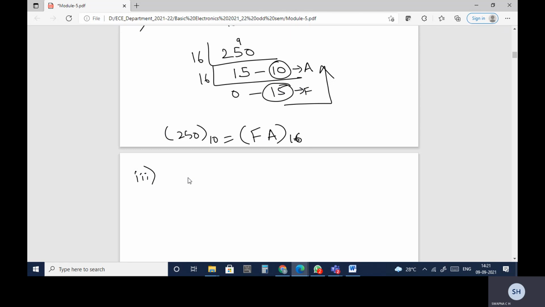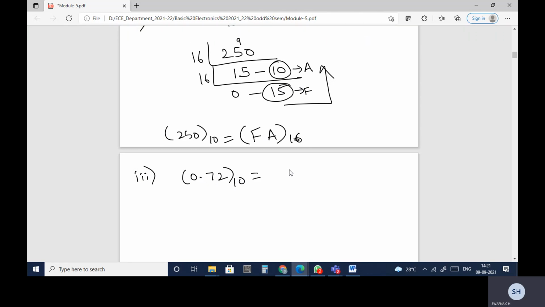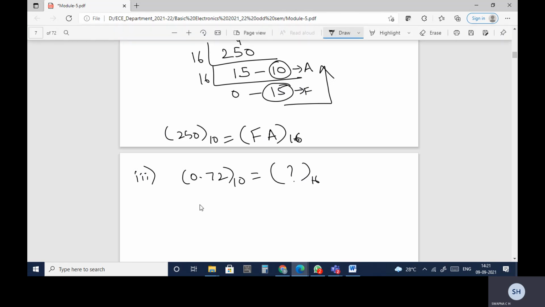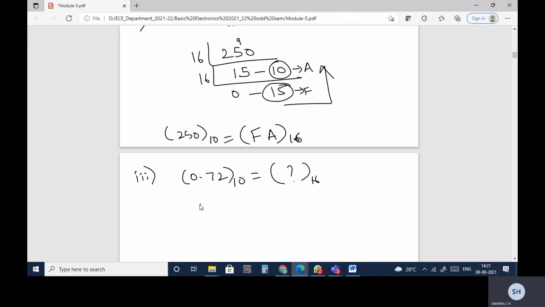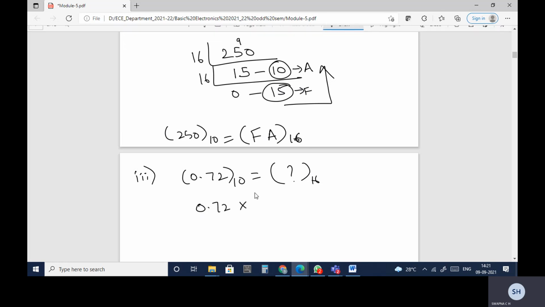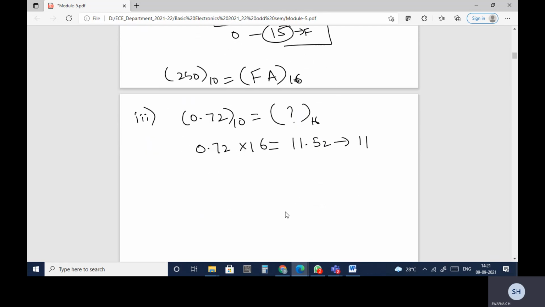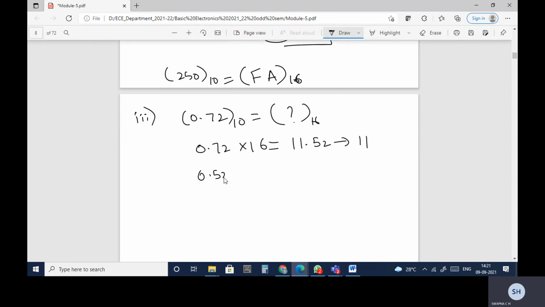And as an example, we'll take one more: 0.72. Here I have taken only the fractional part. Now I need to convert it to a hexadecimal number. So since I have only the fractional part, what I need to do is multiply this fractional part with 16. 0.72 into 16, so I'll get 11.52. So 11 is the integer part and 0.52 is the fractional part.